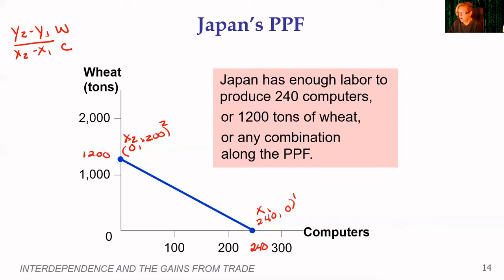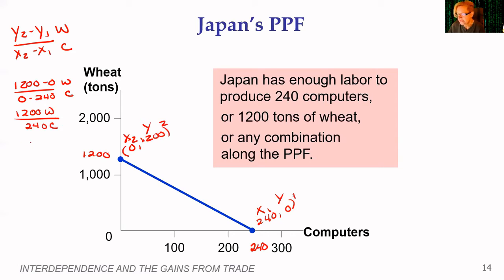Okay. All right, so how about Y's? There we go. That makes a little more sense. Sorry, brain moves faster sometimes than the hand and the mouth. Okay, so 1,200 minus 0, again, wheat, over 0 minus 240 computers. So 1,200 wheat to 240 computers.